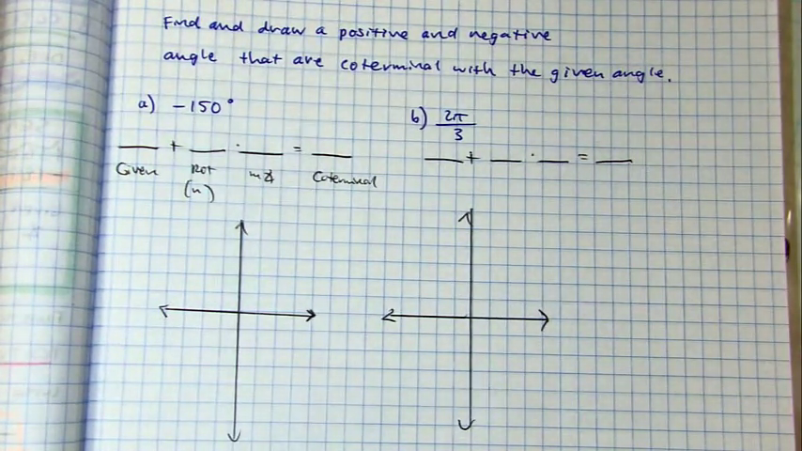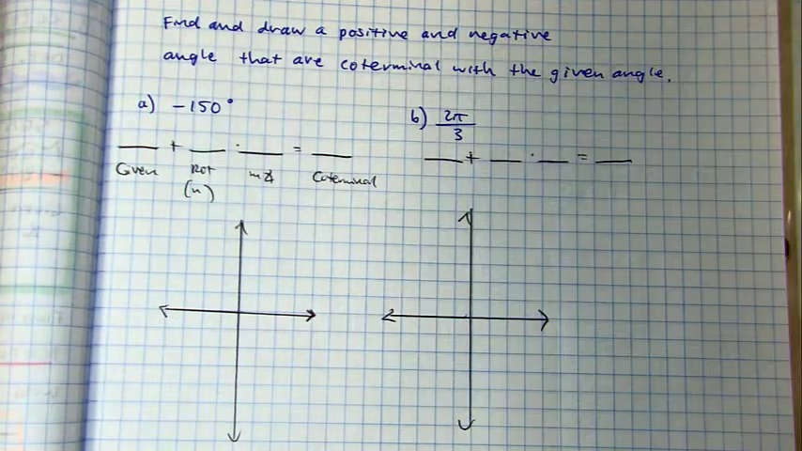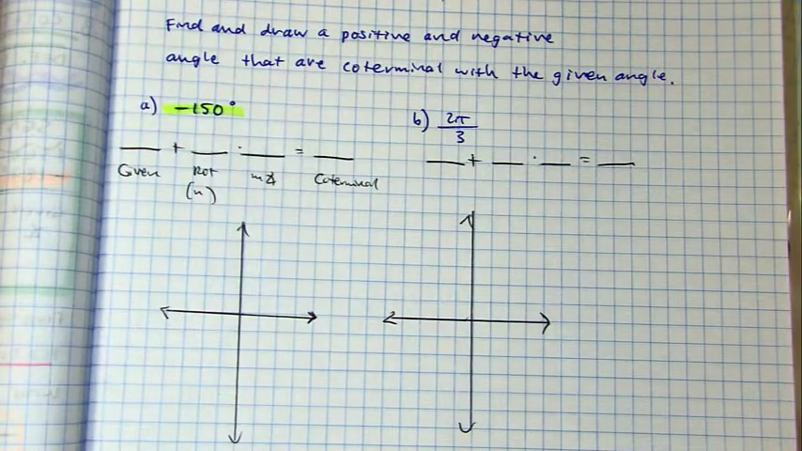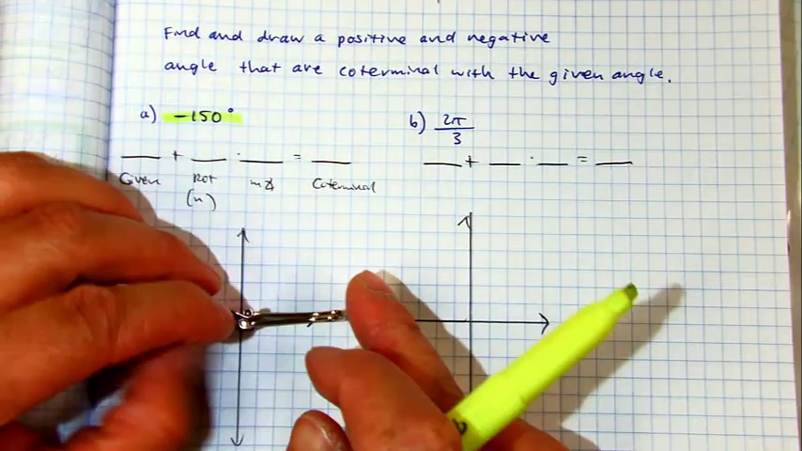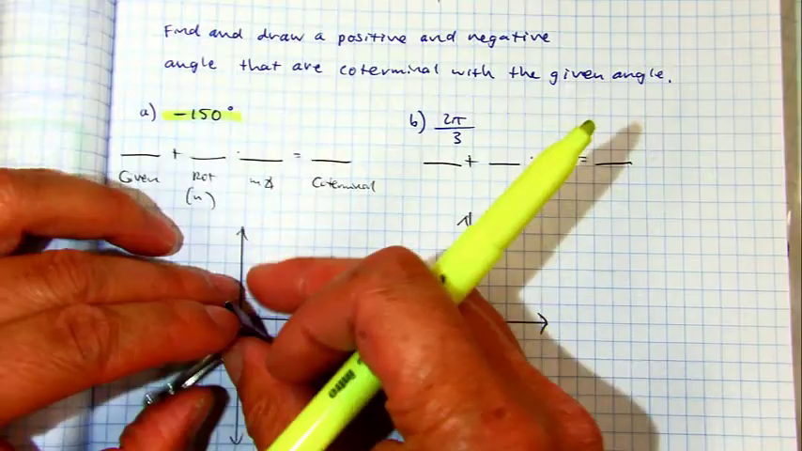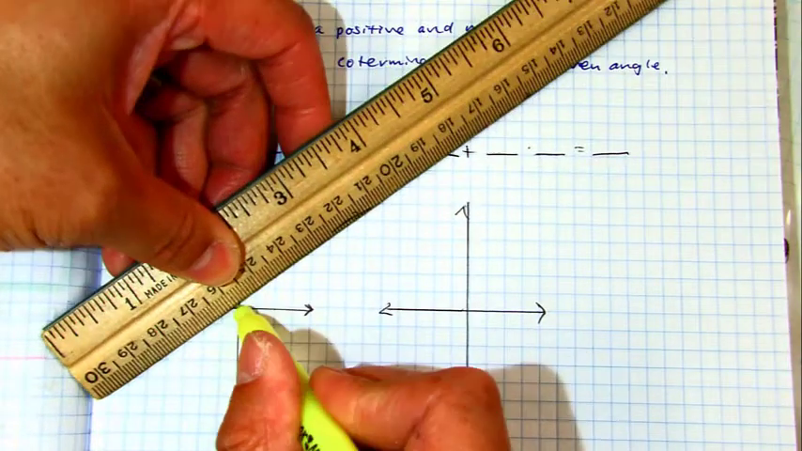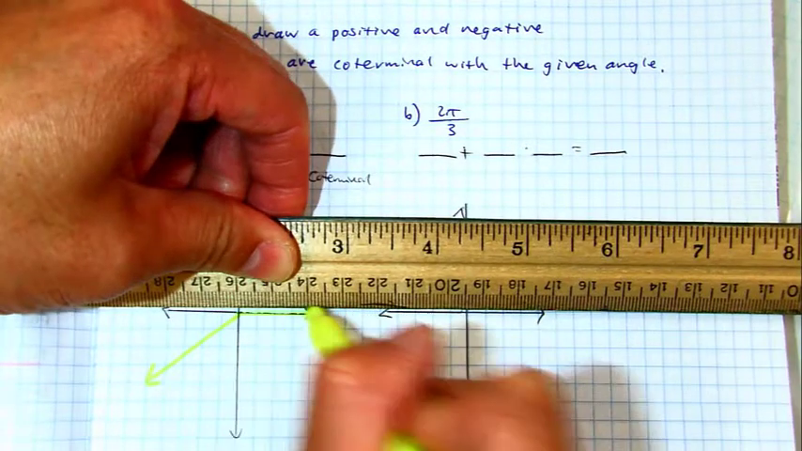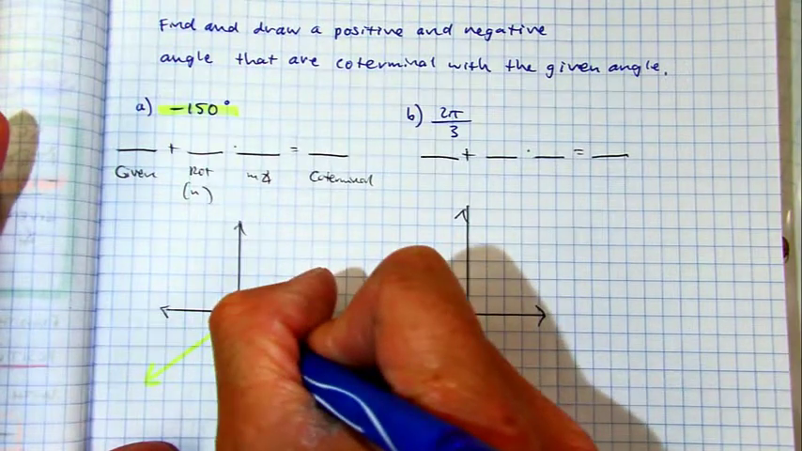Chen, did you draw the negative 150? Where did it end up being? What quadrant? Thumbs up, thumbs down? Quadrant 3 is correct. 0, negative 90, negative 150. So there's my angle. So this represents negative 150 degrees.